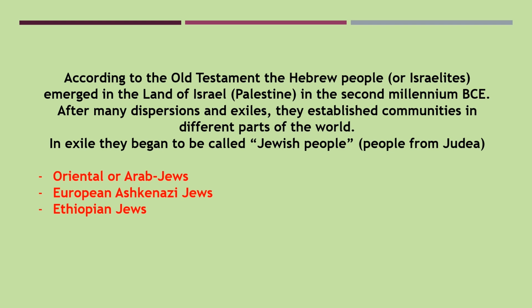There are many Jewish communities, and this list here does not exhaust all of them, but on the other hand, these are the three groups that we generally identify in contemporary times. So we are talking about the Oriental or Arab Jews, the European Ashkenazi Jews, and the Ethiopian Jews. So let's expand a bit about these three categories.